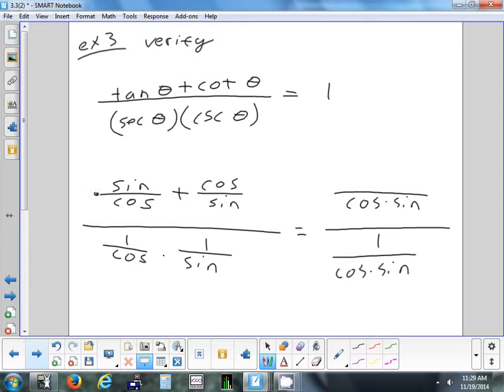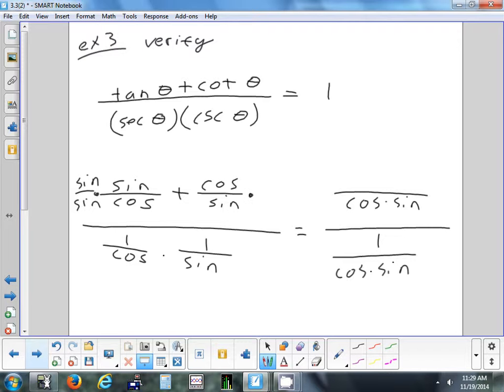Okay. Let's look at the fraction on the left. Sean, the fraction on the left has a denominator of cosine. What's it missing to have the common denominator? Sine. It's missing sine. So let's get the sine in there. Multiply by sine over sine.